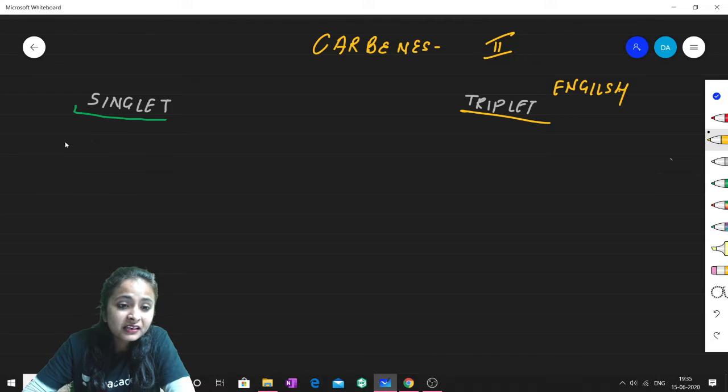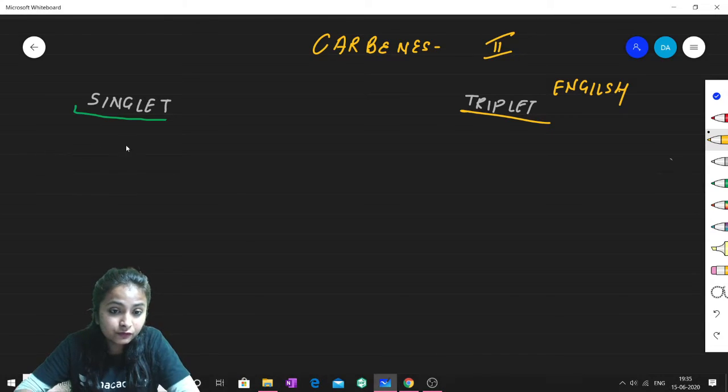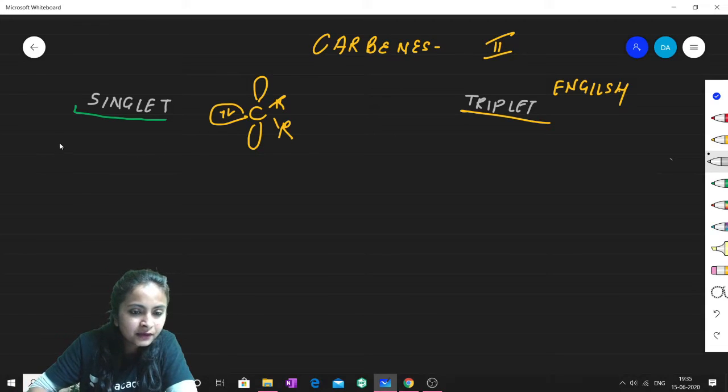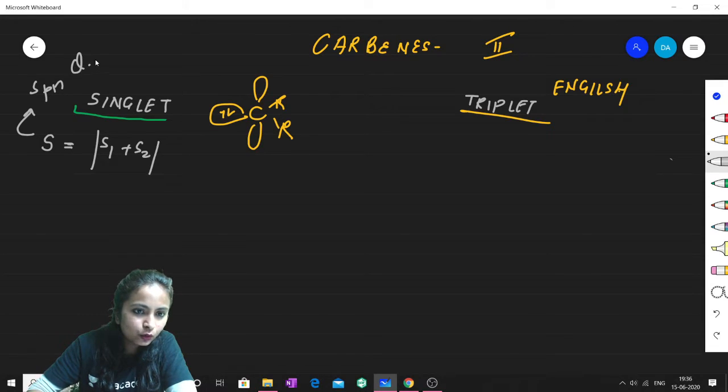Now, singlet. How can we say singlet? If I write this carbene, why is this particular carbene singlet? Why is it considered as singlet? This is the point we have to work on in this part. Just listen. There is a formula, the spin quantum number. You must have read this in quantum chemistry, right? S is equal to S1 plus S2. Now what is S? S is the spin quantum number.